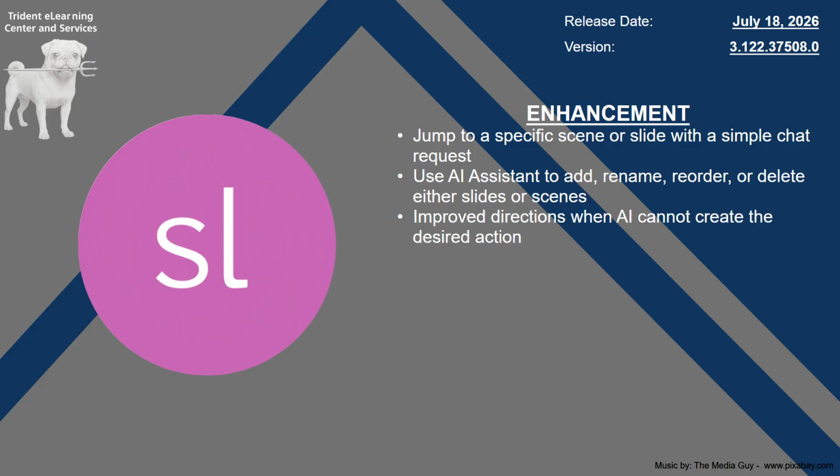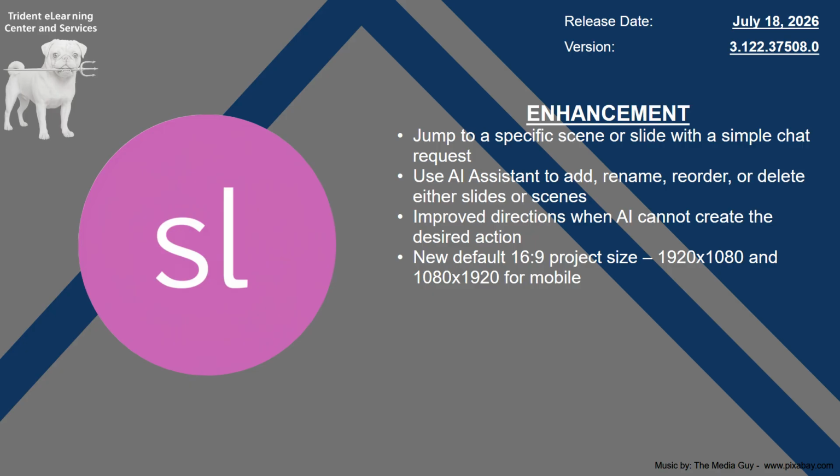The third enhancement provides clearer visual guidance when AI chat can't perform a requested action. Rather than leaving you with a vague response, AI chat will now show you exactly where in Storyline to complete the task manually. The fourth enhancement updates the default slide size for new projects.